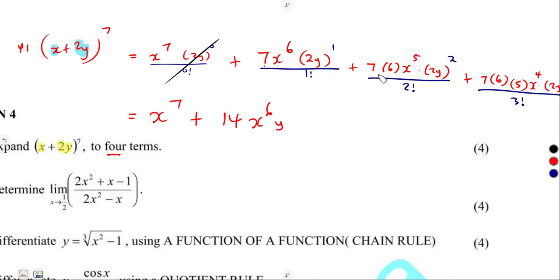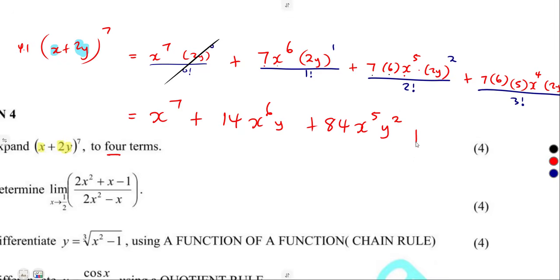Here, on the third one, you're going to multiply 7 times 6, and 2 raised to the exponent of 2 over 2 factorial. That's how you simplify on your calculator. That gives you 84 x to the exponent of 5, y to the exponent of 2.